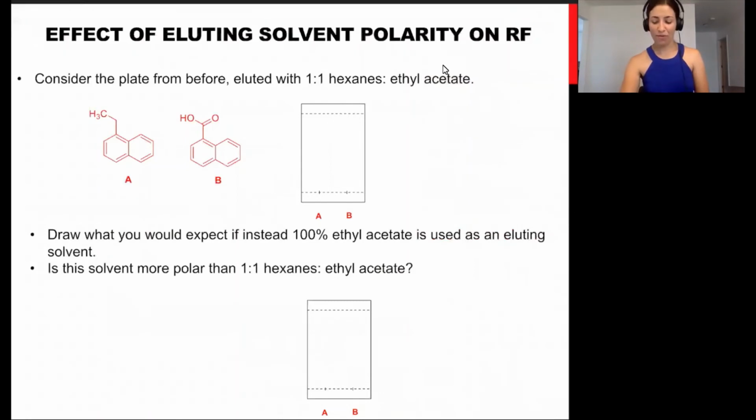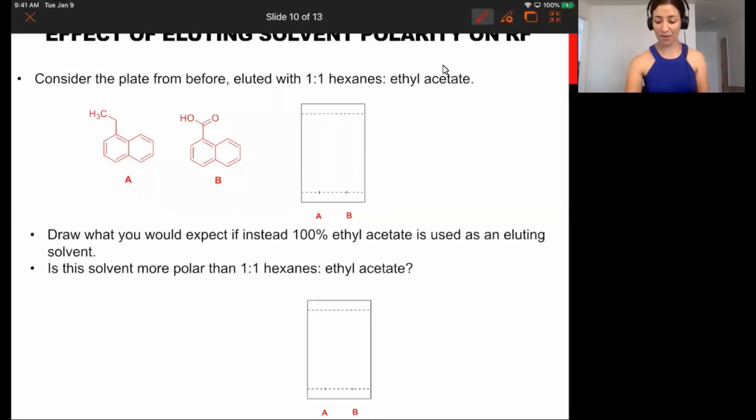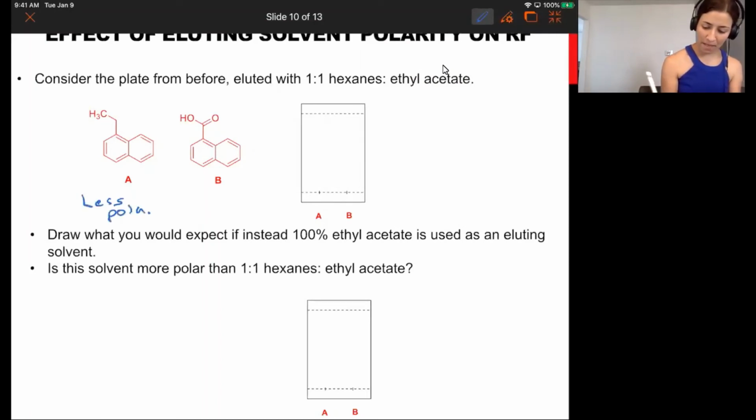One of the parameters that could vary is the mobile phase that you put into your beaker. We talked about hexanes and ethyl acetate and ethanol. We can use mixtures of those solvents, or we could use pure variations of each of them. So let's come back to our two compounds A and B that we looked at earlier, where we said again that A was the less polar and B was the more polar.